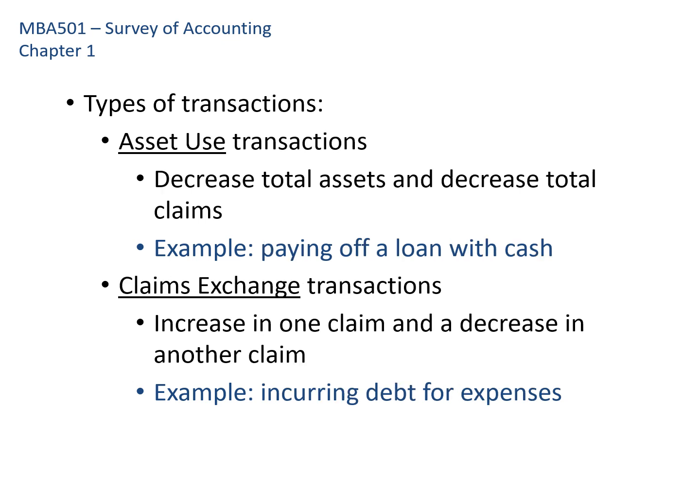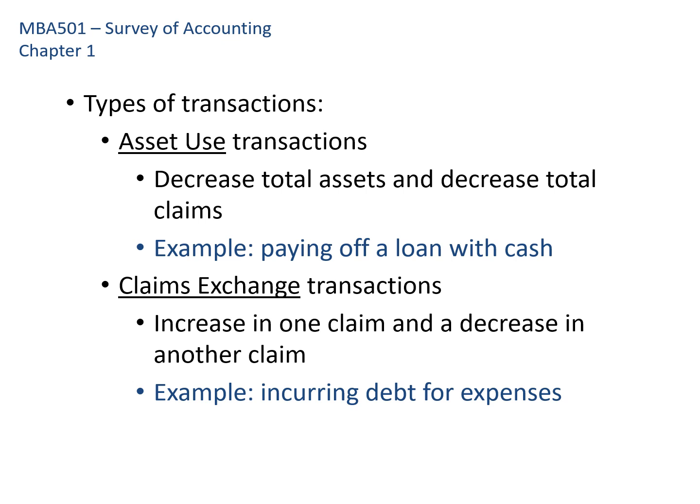Next type is an asset use transaction. That's where assets go down and liabilities go down. An example there would be taking some cash and paying off maybe the loan that we used in that first type of transaction. So in that case, after that transaction, I have less cash in my bank. Cash has flowed out of the business and I owe less money. So both sides have gone down.